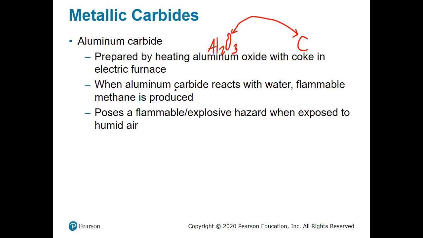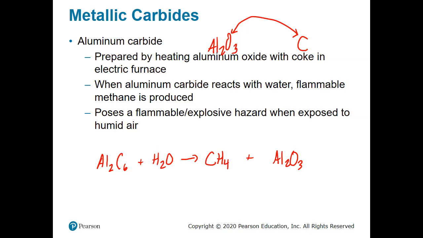The byproduct of aluminum carbide reacting with water is that we will get methane gas, CH4, and we'll also get aluminum oxide as byproduct. So this is, again, kind of like a double replacement reaction taking place here. And so the primary purpose and use that we have for aluminum carbide is that it gives us a way to generate methane.